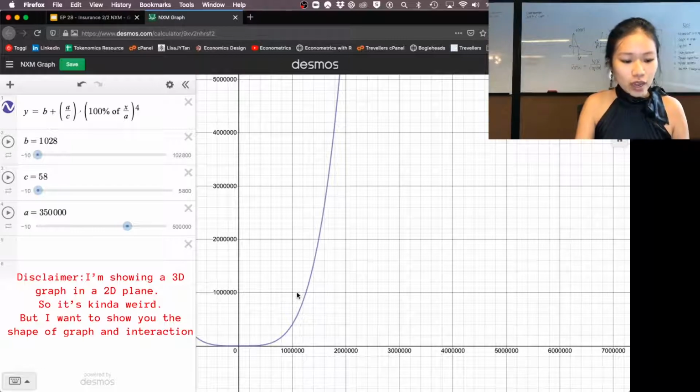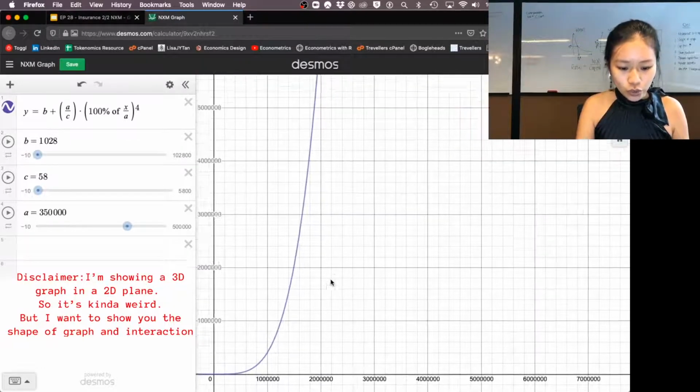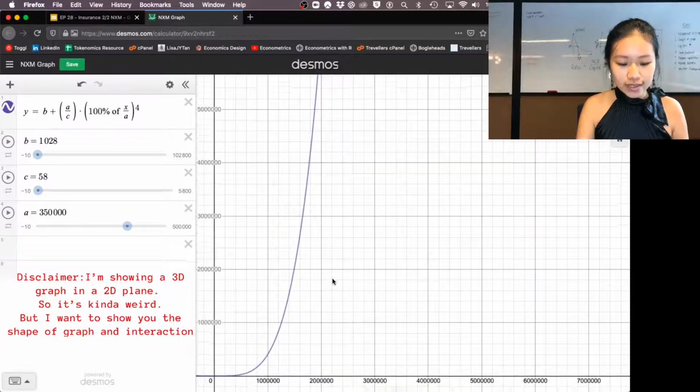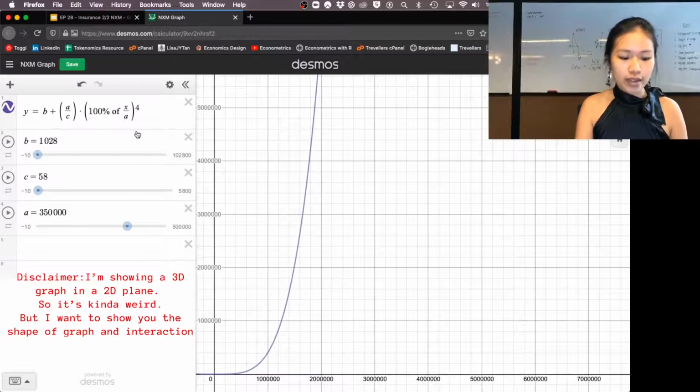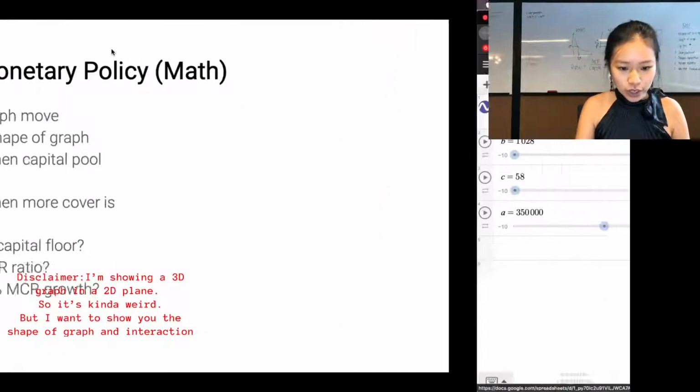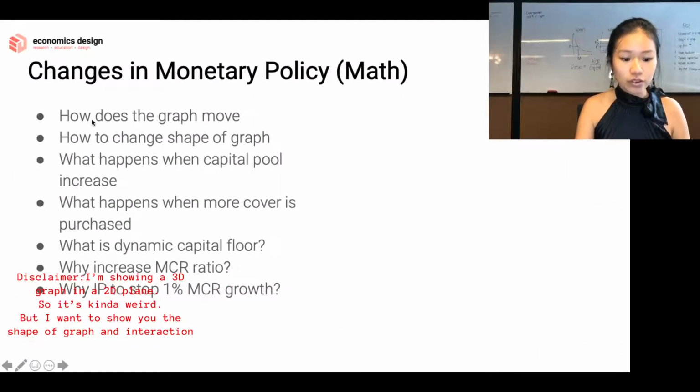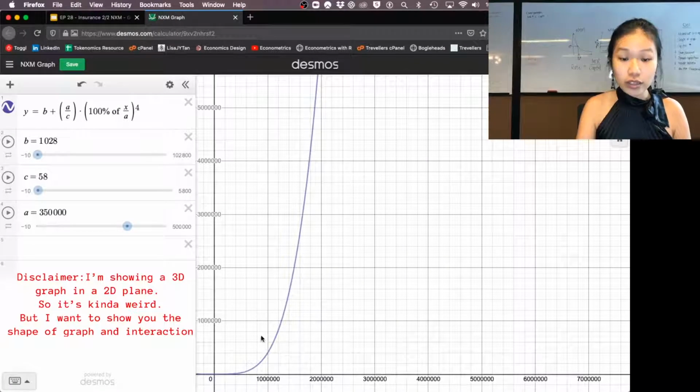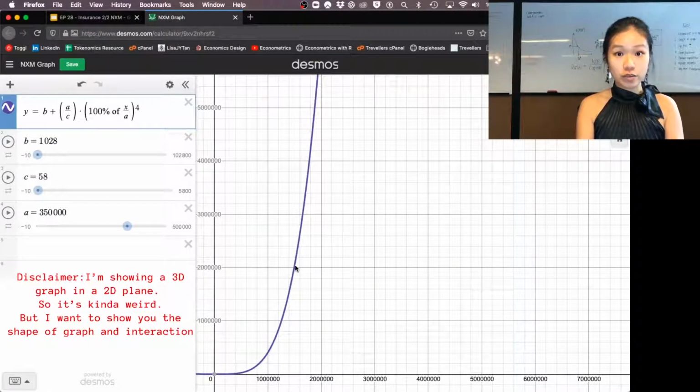So I just want to show you a very quick understanding of how it works. How does a change in the capital pool affect the change in prices? So the first question that we want to answer is, how does the graph move? So how do you move along the graph? Let's take a snapshot of the system right now. And now nothing changes, everything is on pause. What can we understand from the graph?